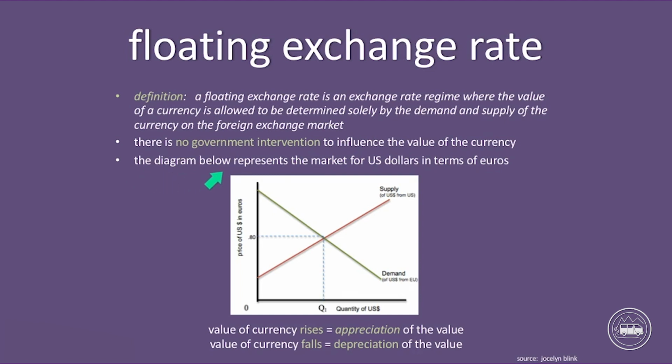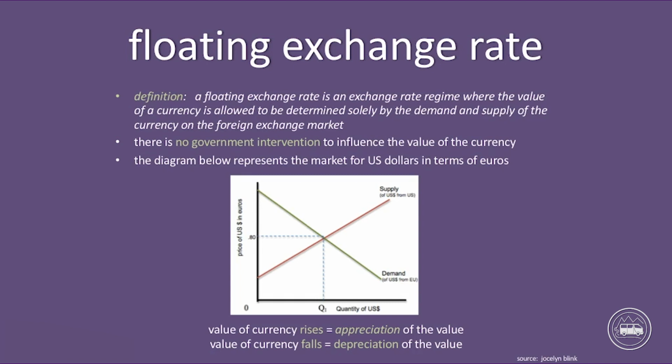The diagram below represents the market for US dollars in terms of euros. And this is what we looked at before. So there's no real sense of me going through this, right? You know that the price of US dollars in euros is here. We're talking about dollars, so therefore it's the quantity of dollars. It's the demand for what? US dollars in what? Europe. And who has US dollars? Only people from the United States. So the supply is of US dollars from the US.